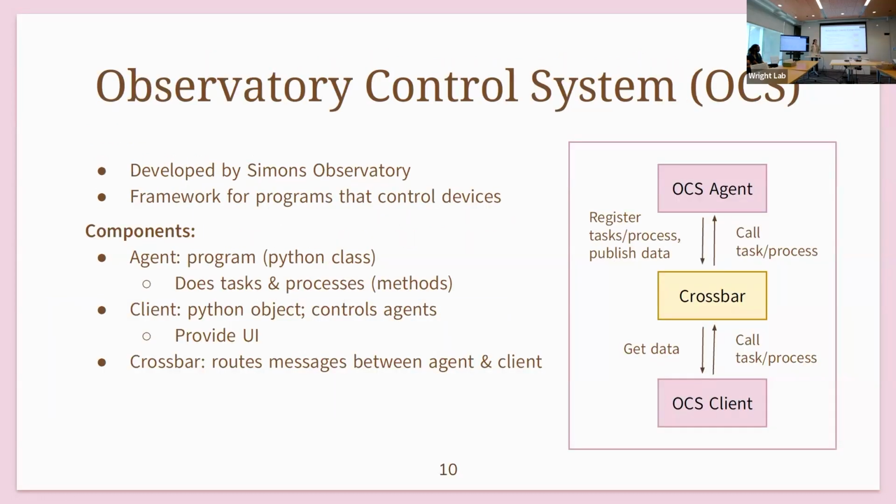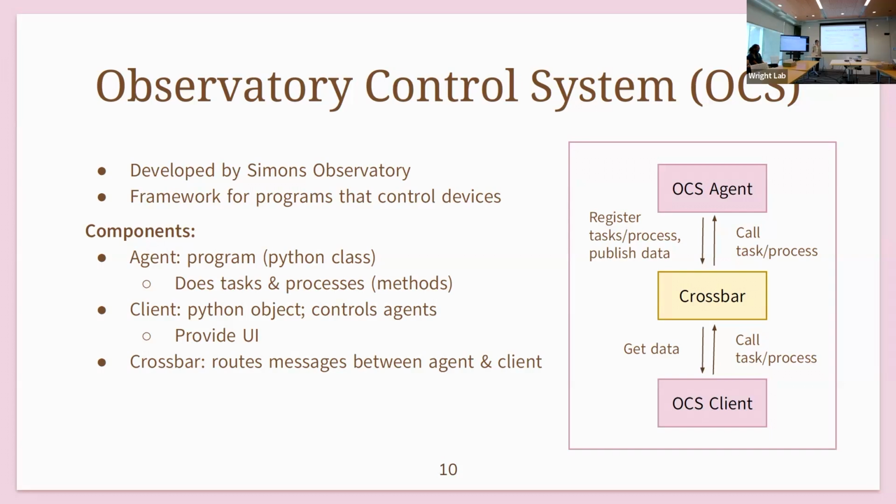So after we established remote communication, we had to create programs to control each of the devices using a framework called Observatory Control System, or OCS for short. And this was developed by the Simons Observatory. So basically, OCS has three main components: an agent, a client, and crossbar. The agent is a program which takes the form of a class in Python. And this agent actually executes the tasks and processes that control the devices. And these take the form of methods of the class.